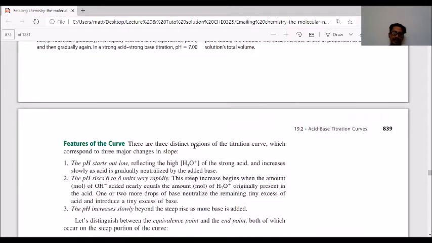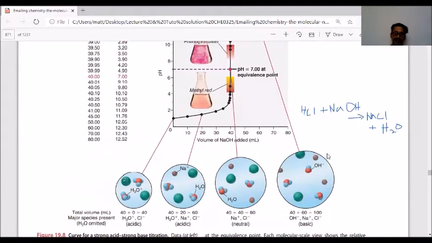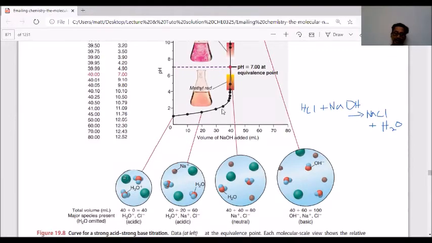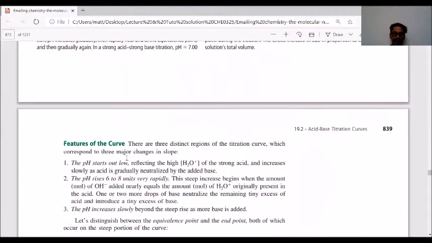Feature of the curve: there are three distinct regions of the titration curve, which correspond to the three major changes in slope. First, the pH starts out low, reflecting the high hydronium ion concentration of the strong acid, and increases slowly as the acid is gradually neutralized by the added base. Some of the acid is neutralized by the added base, so the pH increases slowly. Second, the pH rises 6 to 8 units very rapidly.